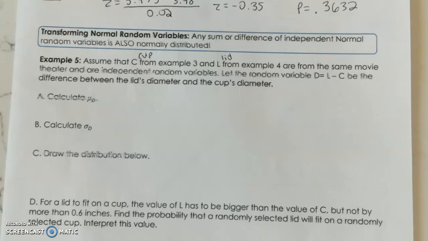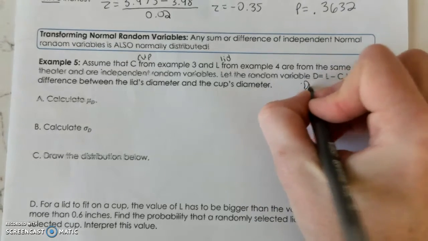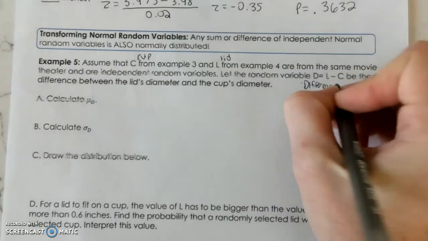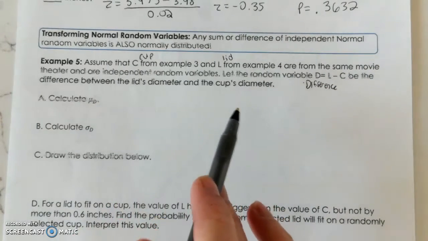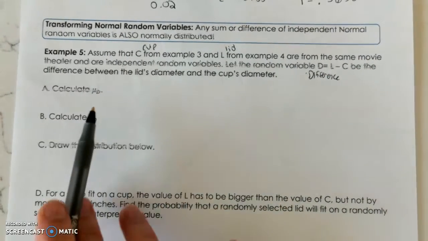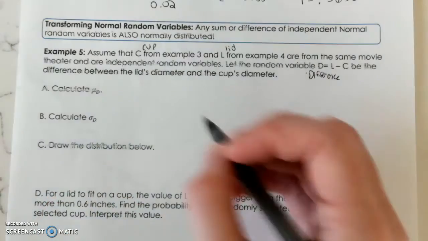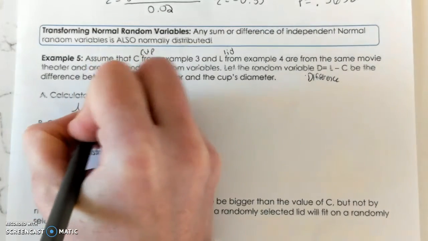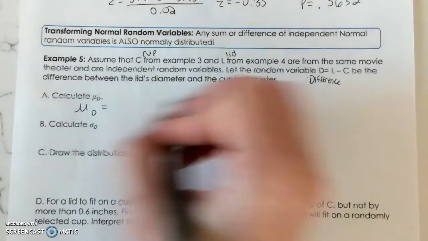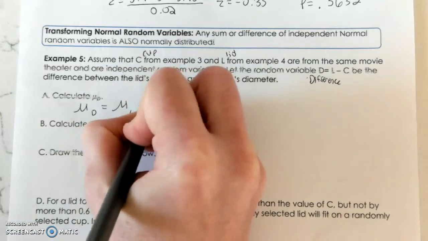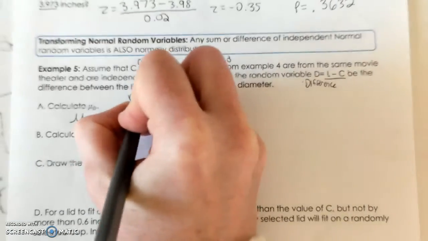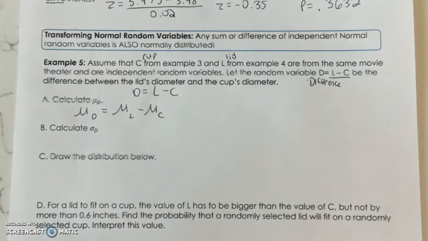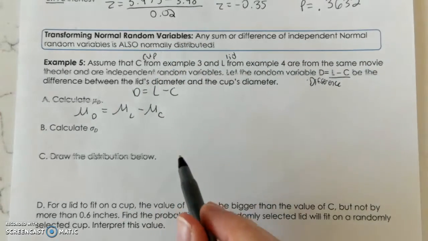Let random variable D, for difference, be L minus C, the difference between the lid's diameter and the cup's diameter. All right, calculate the mean of D. So the mean of D is just going to be the mean of L minus the mean of C, right? If D is L minus C, let me put that up here so we remember D is L minus C. We've been doing a lot of sum problems. This is our first difference problem.